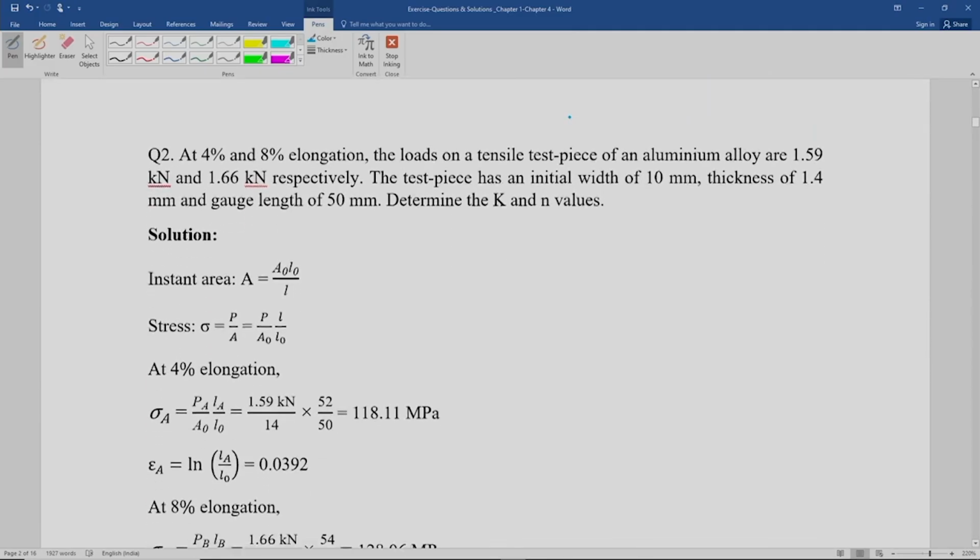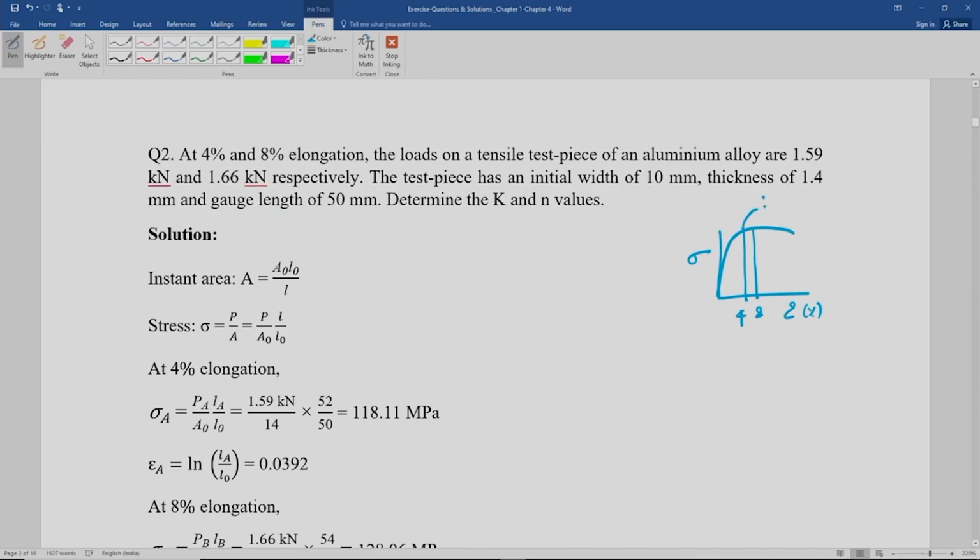Which is also relatively easy for you when you do a tensile test. Let us say Q2. So, what is the question? At 4% and 8% elongation, the loads on a tensile test piece of an aluminum alloy are 1.5 kilonewton and 1.66 kilonewton. Okay, so you take a stress strain behavior, let us say sigma epsilon, and I am just drawing it typically like this. So at 4% elongation and at let us say 8% elongation, very close to that. Okay, this is in percentage elongation.